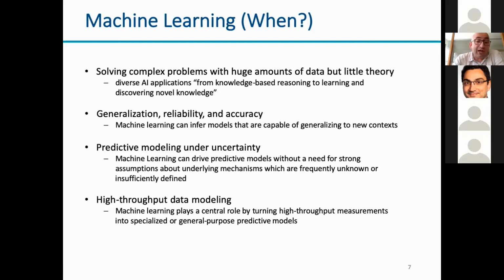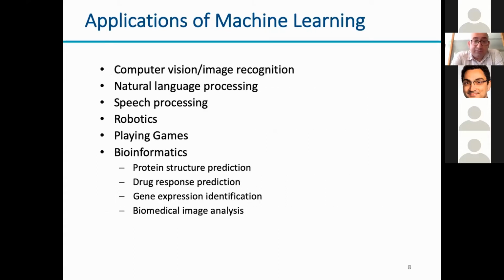Sometimes we are going to generalize to new contexts, and maybe we want to increase our accuracy. Also, in most cases, we have uncertainty behind the data and uncertainty behind the theory, because most of our data may be noisy, we have missing data, and we don't know the exact relationship between our assumption and conclusion. Handling this uncertainty is possible if you use machine learning. And also in high throughput data modeling, when you have a huge amount of data and high dimension, machine learning approaches can work very well.